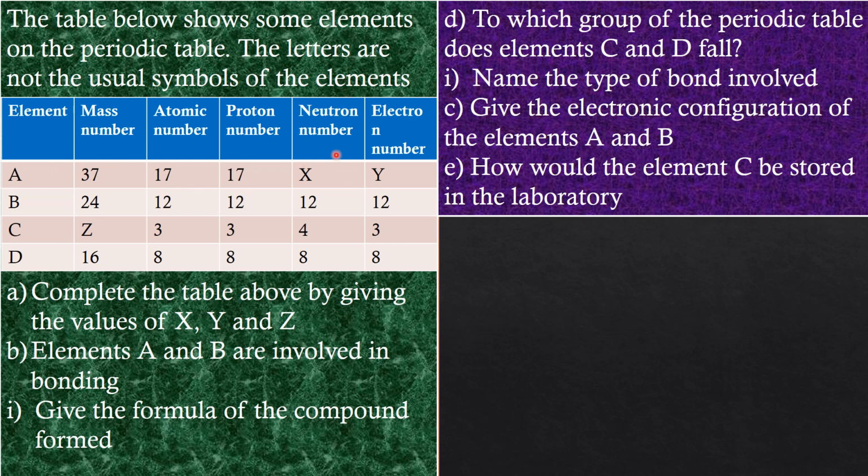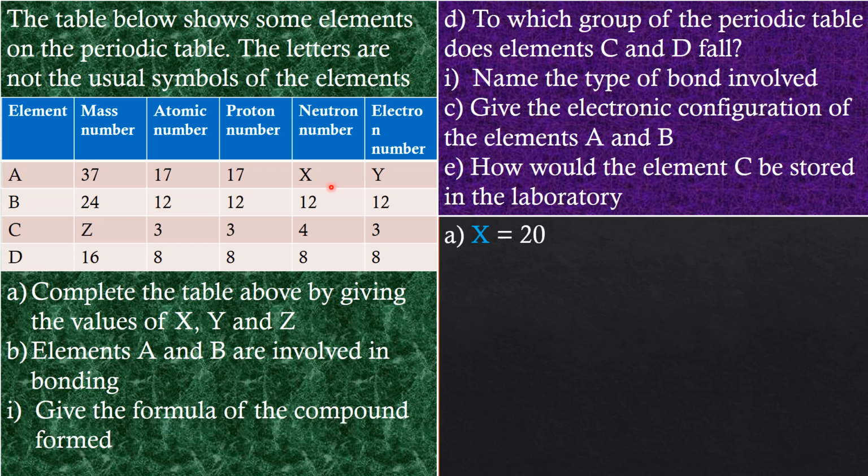X is the number of neutrons found in element A. Now friends, they've given us the mass number, the atomic number, and the proton number. Let's keep in mind that generally, the number of neutrons is given as the mass number minus the atomic number. So the mass number is 37, the atomic number is 17. 37 minus 17 gives us the number of neutrons, or X, to be 20.